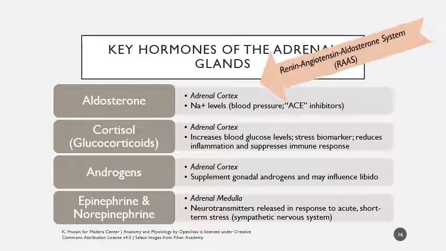Epinephrine and norepinephrine are secreted by the adrenal medulla. So the first few were from different layers of the cortex, but epinephrine and norepinephrine come from the adrenal medulla. These are neurotransmitters as well, and they're released in response to acute short-term stress. They're part of that fight or flight mechanism of the sympathetic nervous system.